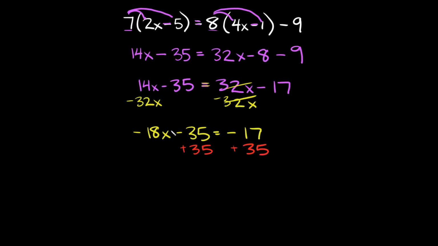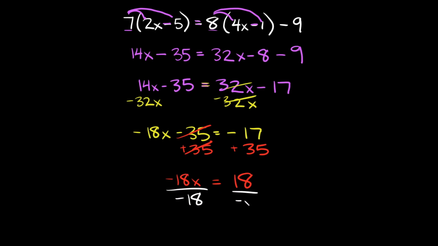So simplifying this side, we're left with negative 18x. Minus 35 plus 35, those go to 0. And then this is going to be equal to negative 17 plus 35. And that's going to be equal to positive 18. Okay, now solving for x right here, the last thing we have to do is divide. Since we want to get rid of this negative 18, we're going to divide by negative 18.